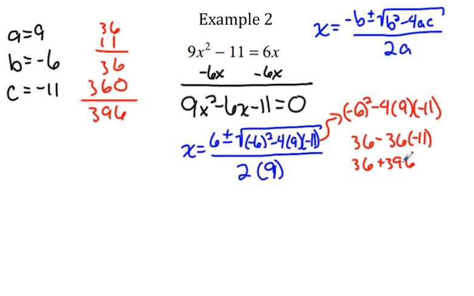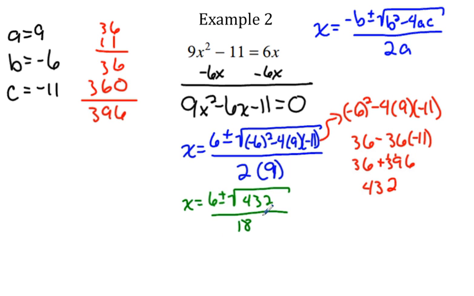Okay, so when we add those, 6 plus 6 is 12. Okay, so it's going to be 3. It's 432. Now that's positive, so we have two real solutions. I'm going to plug that back into my discriminant and finish solving. So we get x is equal to 6 plus or minus the square root of 432 all over 2 times 9, which is 18.